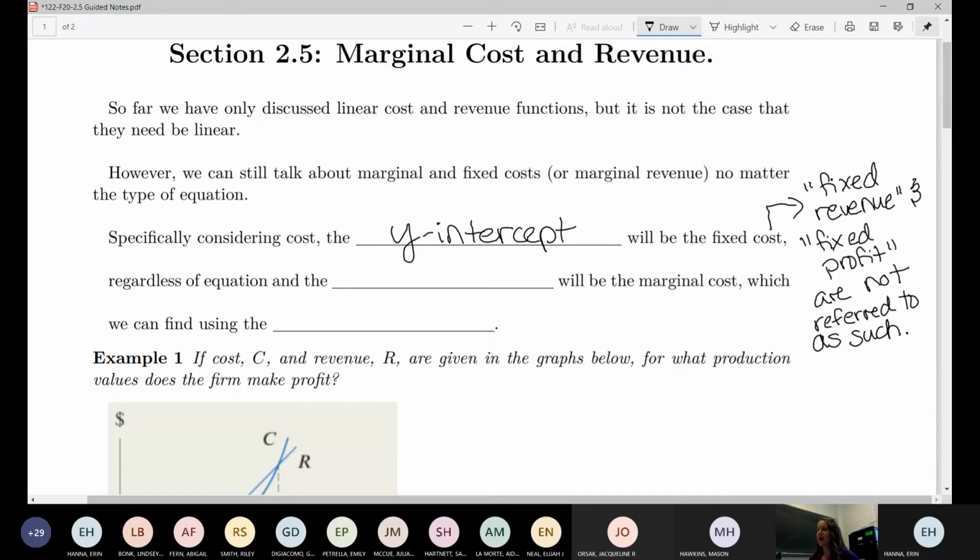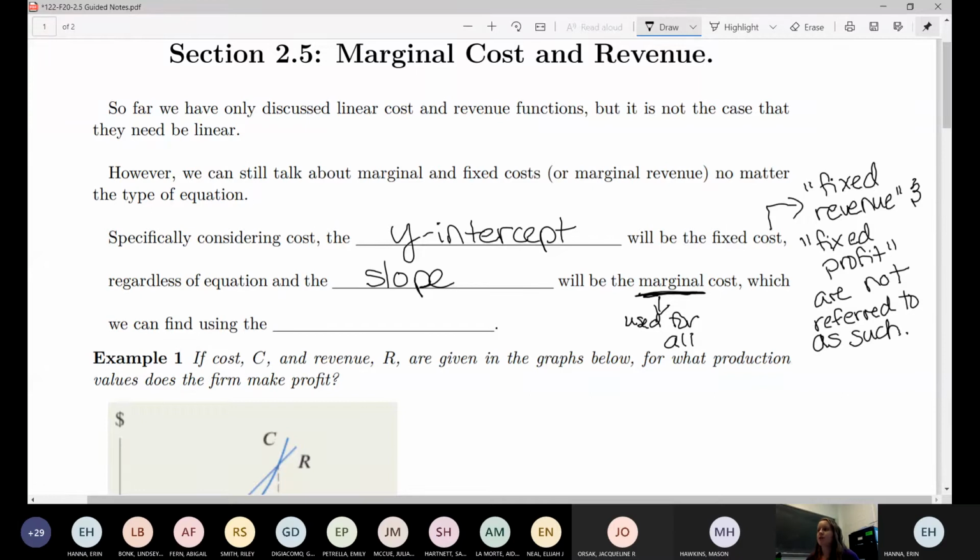But anyway, regardless of the equation, so now not just considering cost, but considering any of our cost, revenue, or profit, the slope will be the marginal cost, marginal revenue, marginal profit. So marginal can be used for absolutely anything. Used for all. So you can say marginal revenue and marginal profit, no one's going to think you're weird.